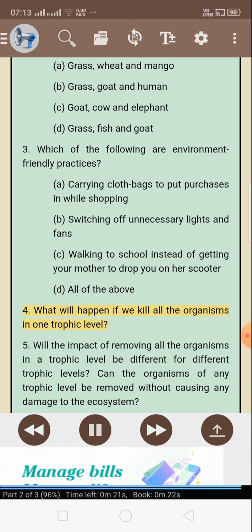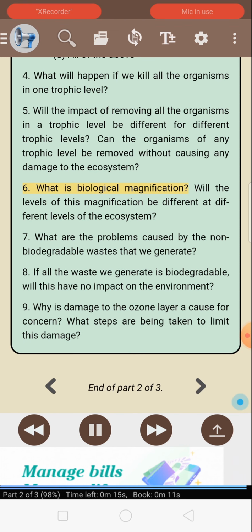4. What will happen if we kill all the organisms in one trophic level? 5. Will the impact of removing all the organisms in a trophic level be different for different trophic levels? Can the organisms of any trophic level be removed without causing any damage to the ecosystem? 6. What is biological magnification? Will the levels of this magnification be different at different levels of the ecosystem?